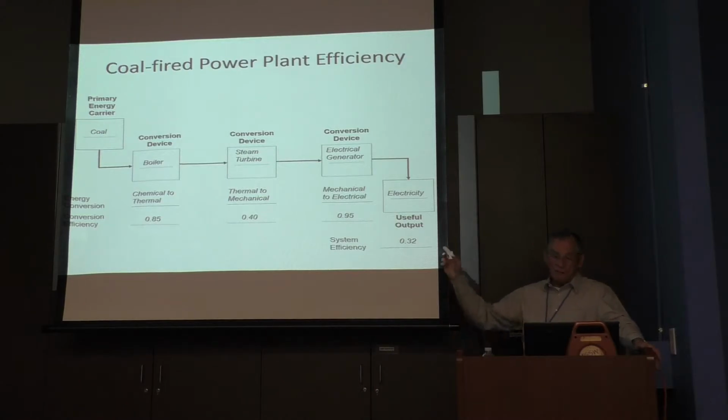It turns out that the steam cycle is the most efficient process we have for generating electricity using fossil fuels as well as nuclear energy, and that's why we use it, because it's the most efficient.